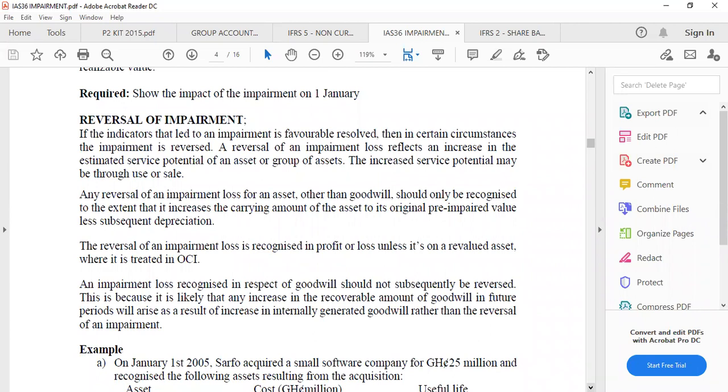The assumption is that the goodwill you are talking about might be the knowledge your staff have, or your relationship with your customers, which you don't have control over. So we don't reverse impairments.